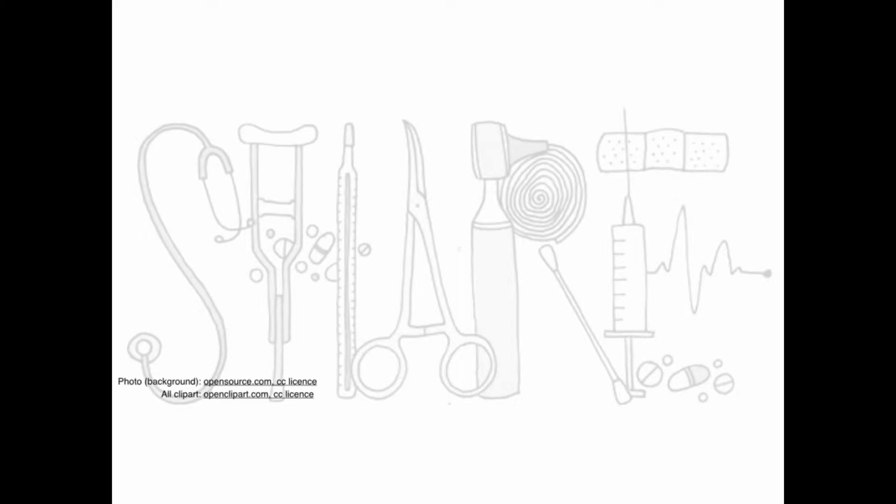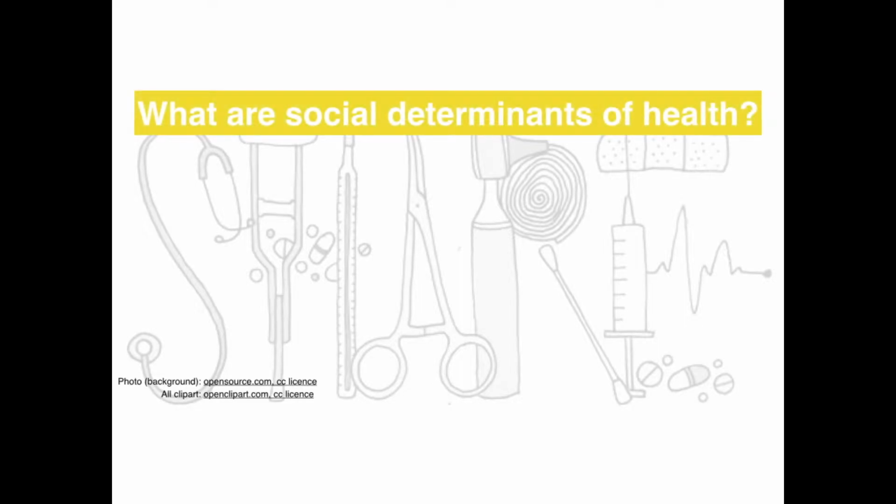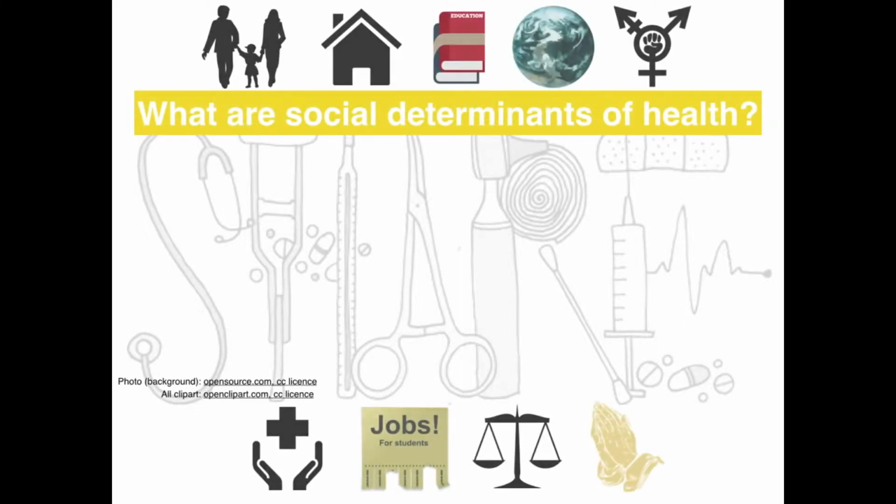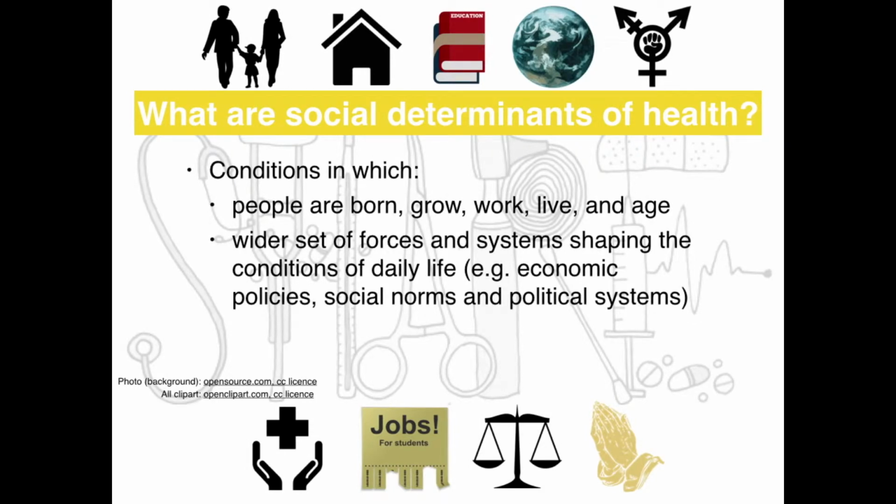Starting with the first question, what are social determinants of health? WHO defines social determinants of health as conditions in which people are born, grow, work, live and age, and include the widest set of forces and systems shaping the conditions of daily life. These forces and systems include economic policies and systems, development agendas, social norms, social policies, and political systems.